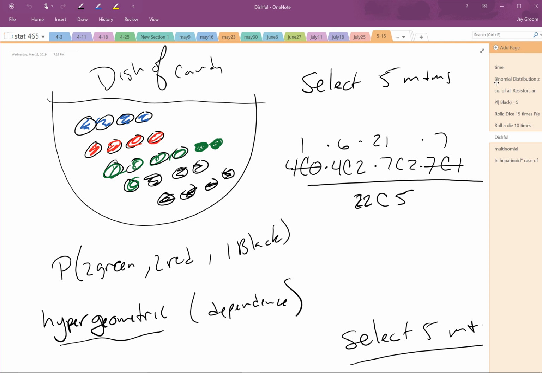Okay? There's two more tonight, and again, they're closely related. There's the geometric and the negative binomial.